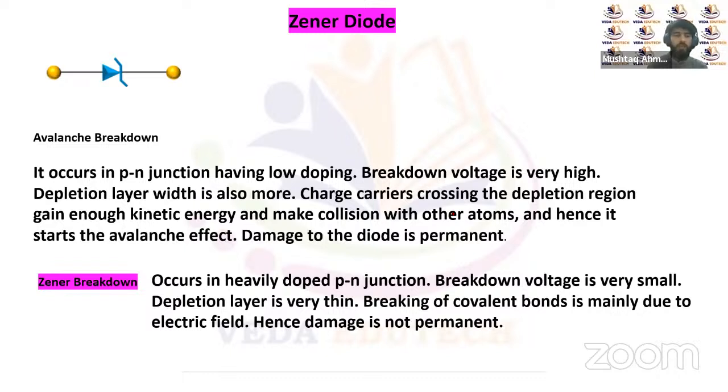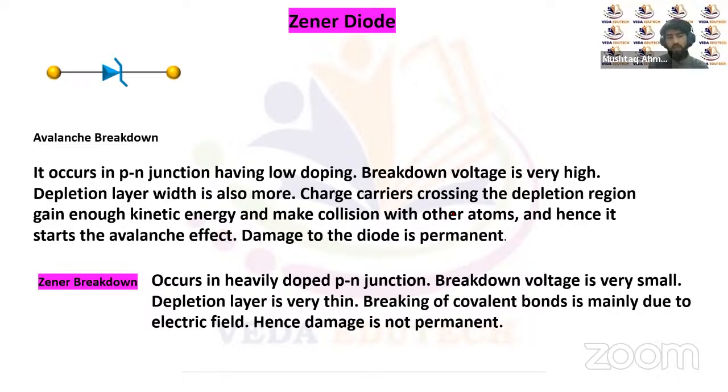So it ultimately increases the current, or we can say it breaks this diode. This condition we call the breakdown condition, and breakdown of this type we call avalanche breakdown. The damage done to the diode is actually permanent damage. This is what we call avalanche breakdown.